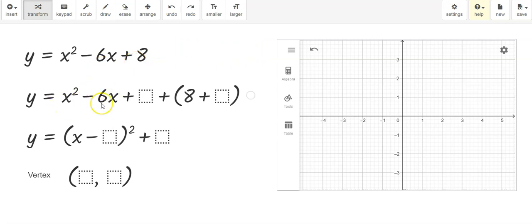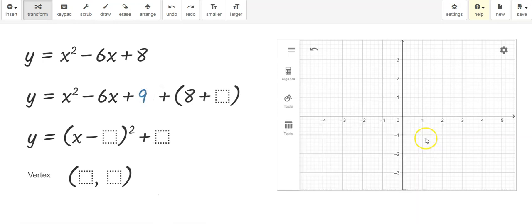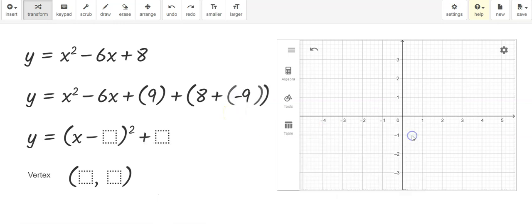First, we're going to take the coefficient of x, which is -6, and we're going to take half that number and square it. Half of -6 is -3, and when we square that, we get 9. So we're going to click on this placeholder and type a 9 to replace it. Since we added a 9 to this equation, we're going to subtract a 9 by adding a -9 here.